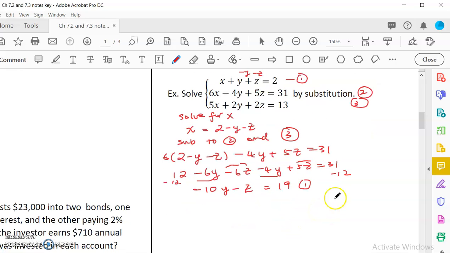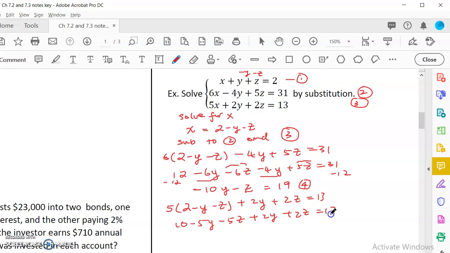I can also call these equations 4 and 5 to distinguish them from the original ones. Then I need to substitute again in the third one: 5 times (2 minus Y minus Z) plus 2Y plus 2Z equal to 13. Multiply it out: 10 minus 5Y minus 5Z plus 2Y plus 2Z equal to 13. How many Y do I have? Get rid of the 10. Y, I would have negative 3Y. Z, negative 3Z, because this is 2 and this is also a 2, and it's equal to 3. So this is equation 5.